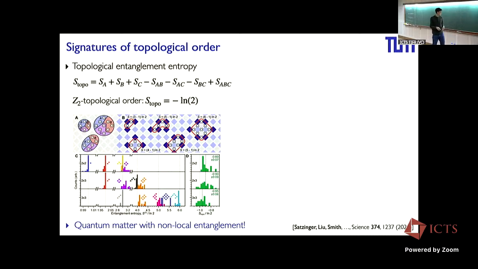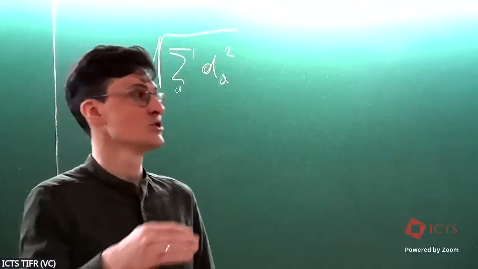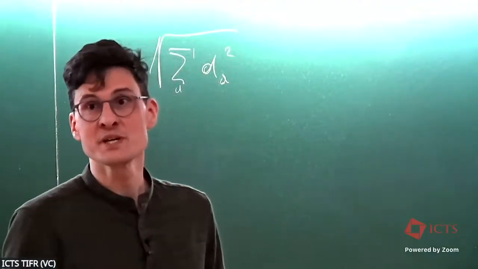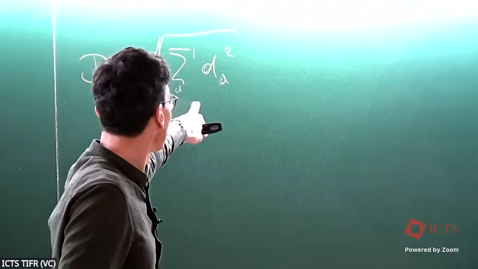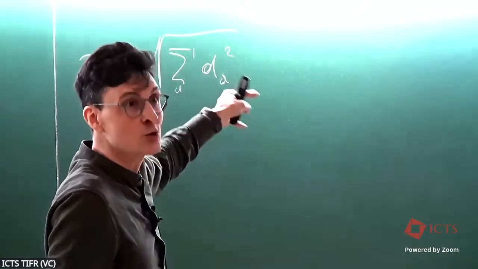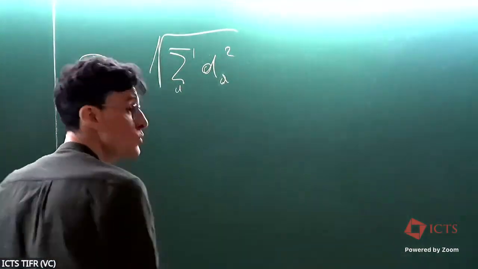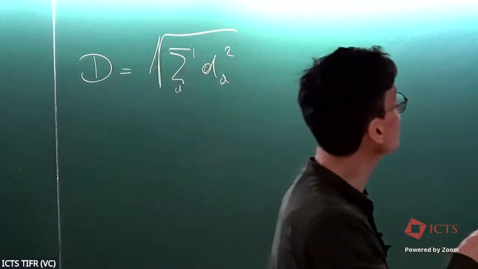So now we can readily apply the formula which we have seen before. The total quantum dimension is the square root of the sum over d_A squared over all A. We have abelian particles, so d_A is 1. We have 4 species, so it will be the sum over 4 ones. So we get the square root of 4, which is 2. So for the toric code, we would expect a topological entropy of minus log 2.